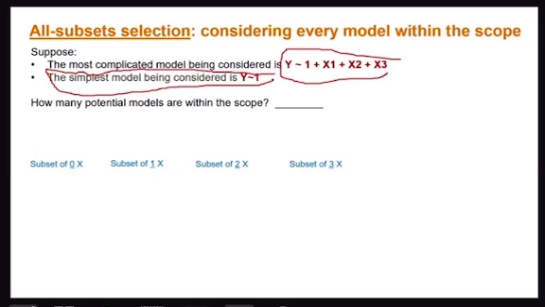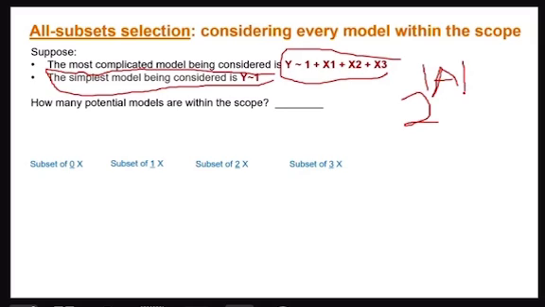Does that make sense? Now, you know what I want to do now? I want to consider all subset selection. In all subset selection, I'm going to use the idea of the power of a set in mathematics. The power of a set is 2 raised to the power of the cardinality of a set. You know what I mean by cardinality of a set?